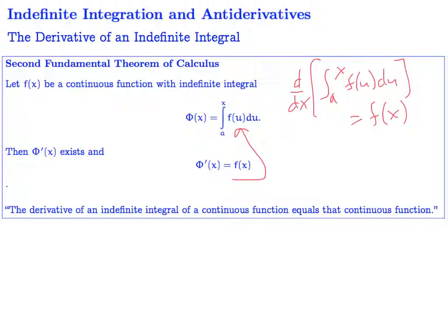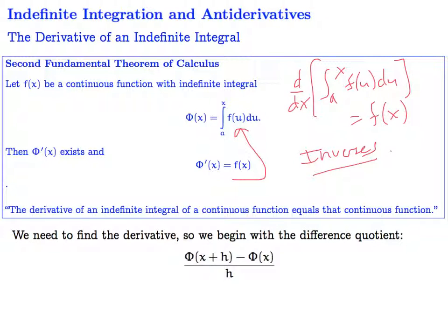Now, this is amazing because this means that integrals and derivatives are inverses of each other. They undo each other. We've seen this before with simpler functions: addition and subtraction are inverses, multiplication and division. Well, as it turns out, derivatives and integrals are practically inverses of each other. The way to remember this is that the derivative of an indefinite integral of a continuous function equals that continuous function. So before we show some applications of this, let's think about, well, why in the world could this possibly be true?